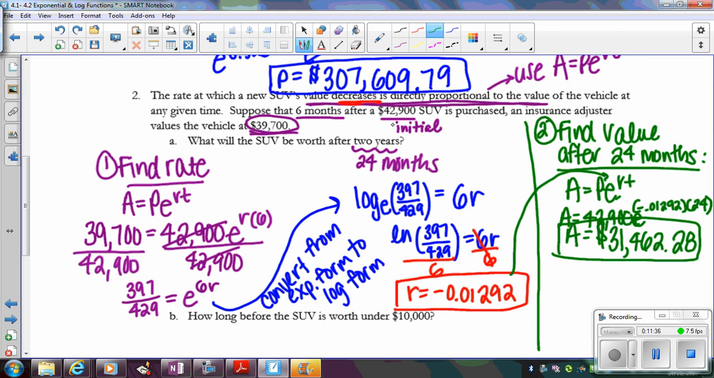So you started at 42,000. After 6 months, it went down to 39,000 because usually you see the bigger drop within that shorter time period. And then after that, it went down to 31,000 within 24 months. So that seems pretty reasonable.